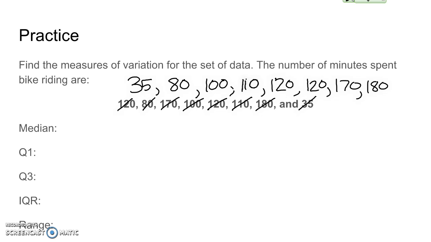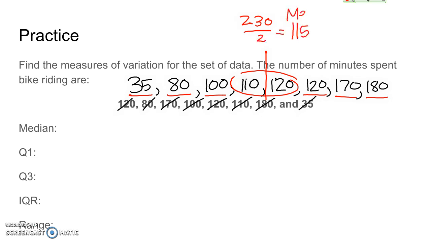Cross. Okay, so the median is going to be the middle number. So I'm going to cross out from the outside going in. Cross. So I get two numbers. When I don't have one number in the middle, I add them and divide by 2, so that would be 230 divided by 2, which is 115. So the median is 115. I'm going to write that over here in my list. So you need to make this list of all these things on the left-hand side as well.